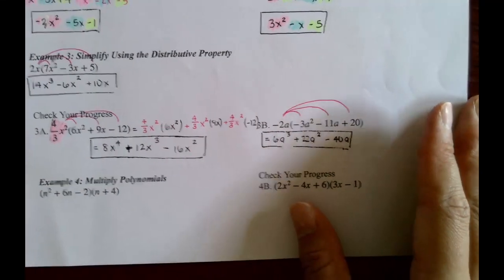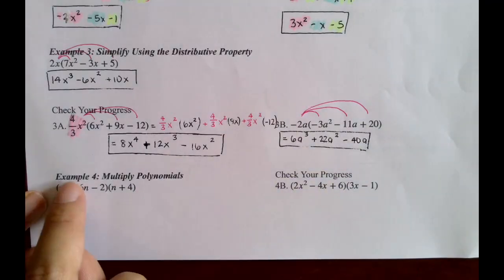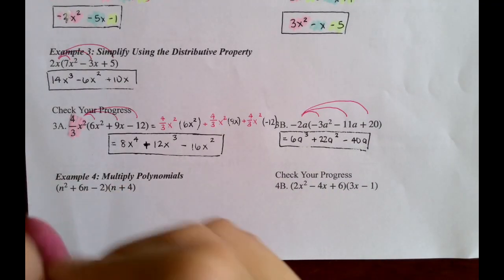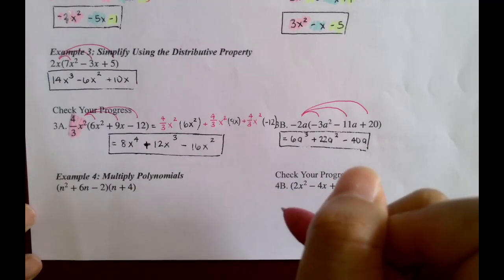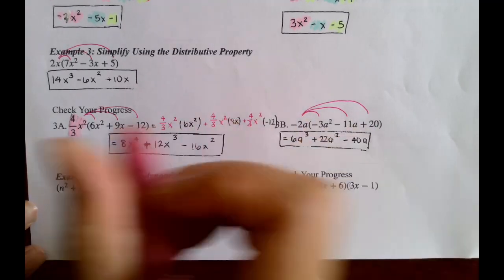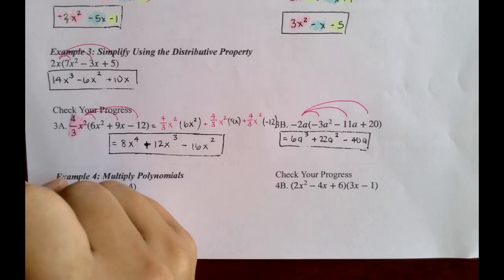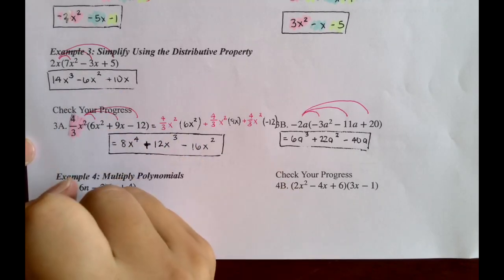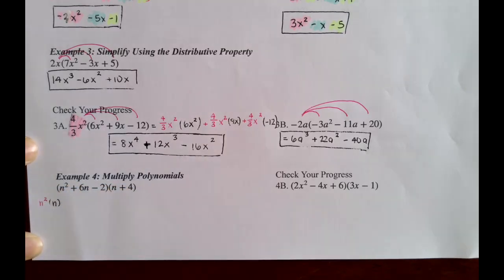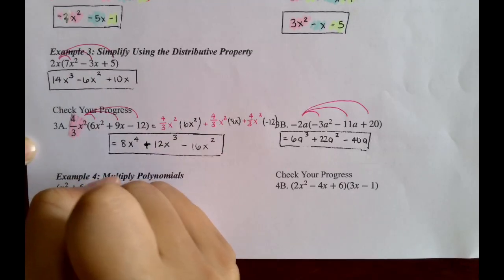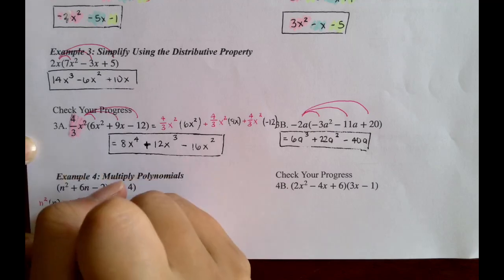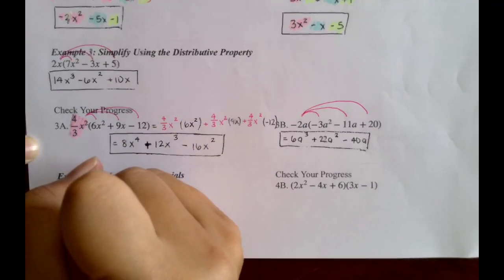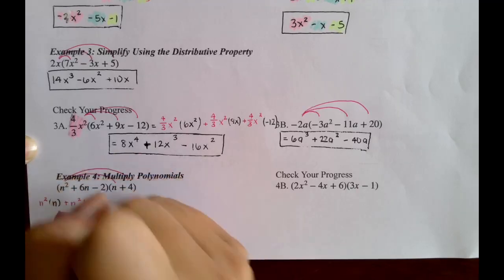So now here, we're going to do the same thing. We're going to distribute to each one. Right? So one thing you can do is you can rewrite it out. Right? So here I can write it as n squared times n plus n squared times 4. Right? And so here I distributed my n squared to the n and to the 4.